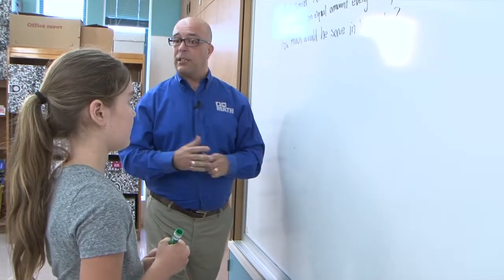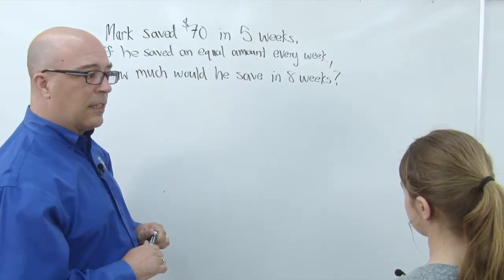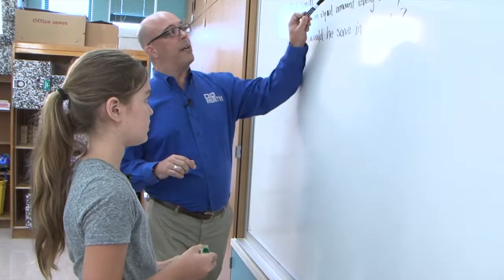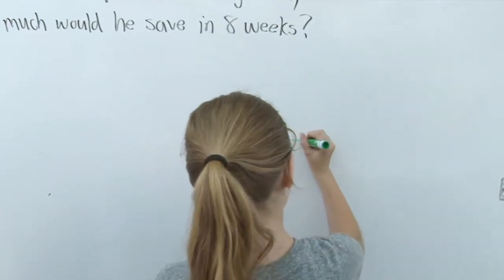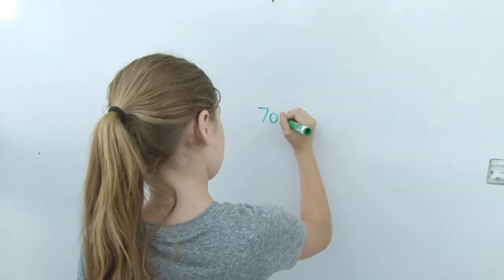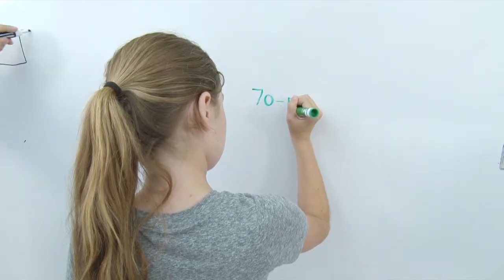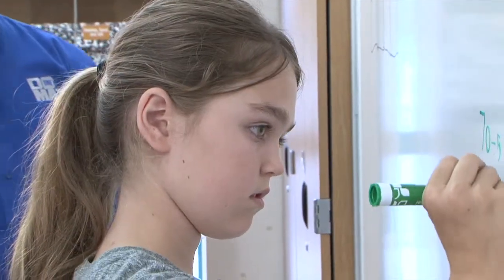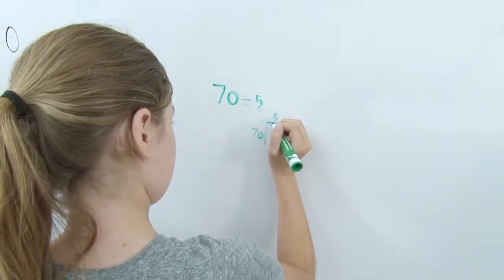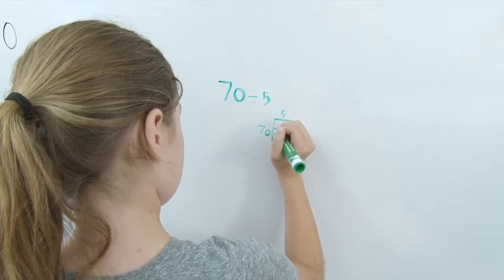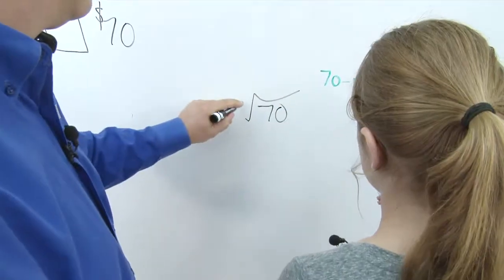Dividing. Okay, so what would you like to divide? 70 by 70 divided by 5? Yeah. All right, so go ahead and work that out. How about we go like this? We'll go 70 divided by 5.